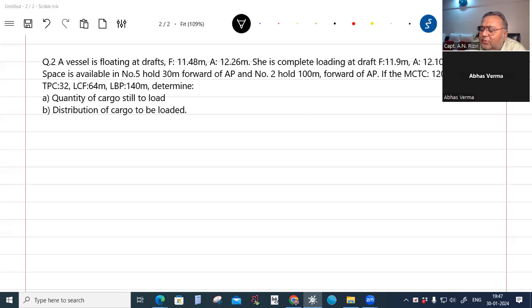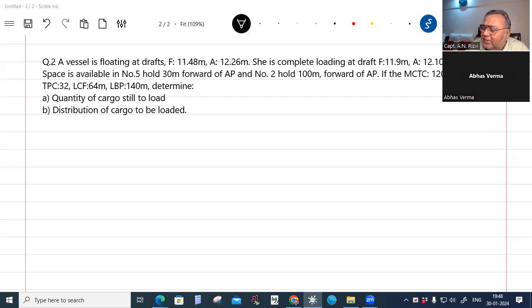Right. So here a vessel is floating at draft forward and aft so and so. She is completing loading at draft so and so. Space is available in number 5 and number 2. If the MCTC, TPC, LCF are given, determine the quantity of cargo still to load and the distribution of cargo to be loaded. Okay, fair enough.